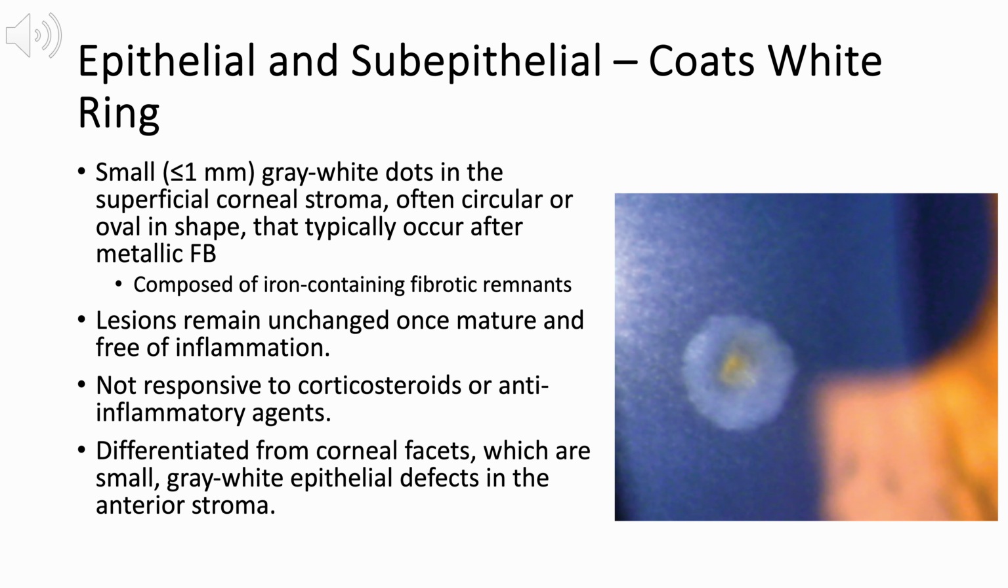Coats' white ring refers to small, less than 1 millimeter, gray-white dots located in the superficial corneal stroma, often appearing circular or oval in shape and typically developing after a metallic foreign body injury. These lesions are composed of iron-containing fibrotic remnants. Once mature and free of inflammation, the lesions remain unchanged over time. They do not respond to corticosteroids or anti-inflammatory agents.